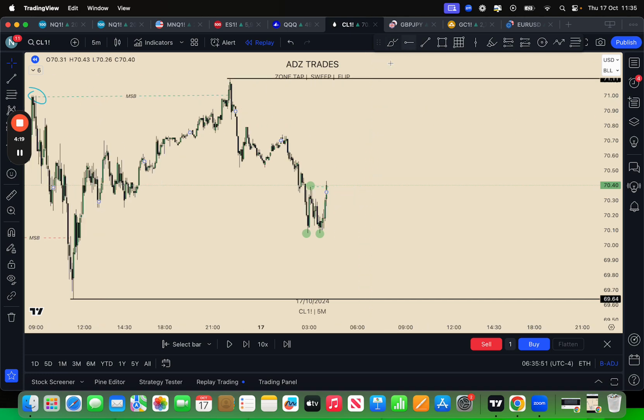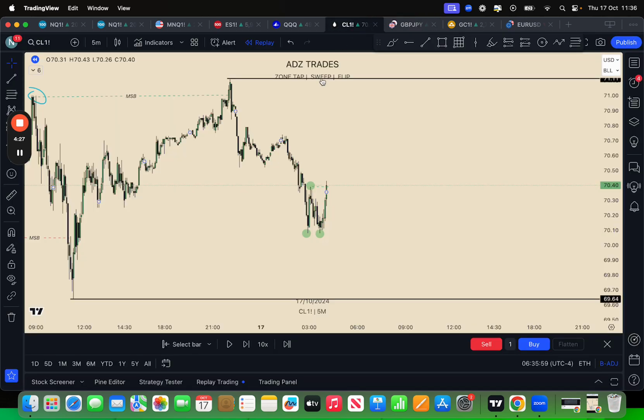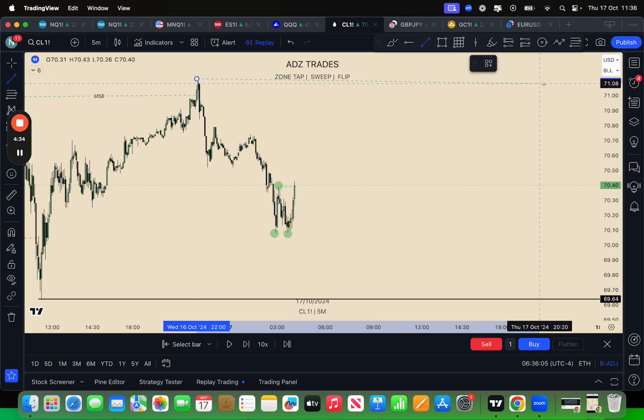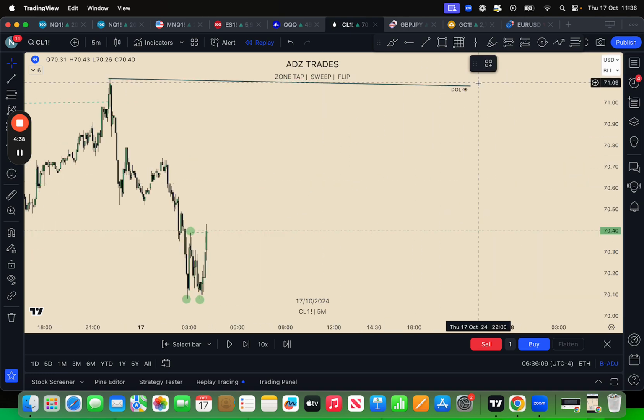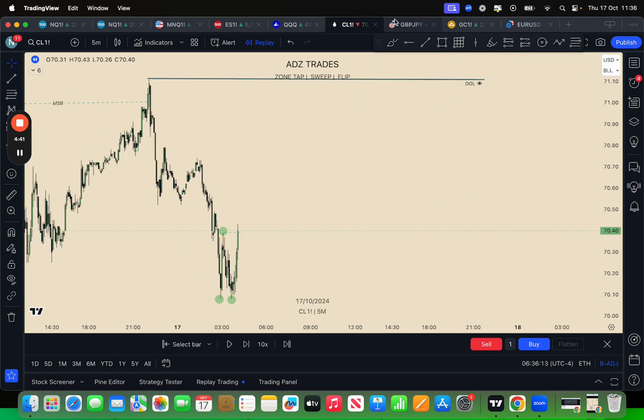So what am I expecting now? I'm expecting price to do what? I'm expecting price to take out this high. So what does this become? This becomes my draw on liquidity. Okay, this area here is now where I'm expecting price to run towards. But we don't know this without going through step 1.